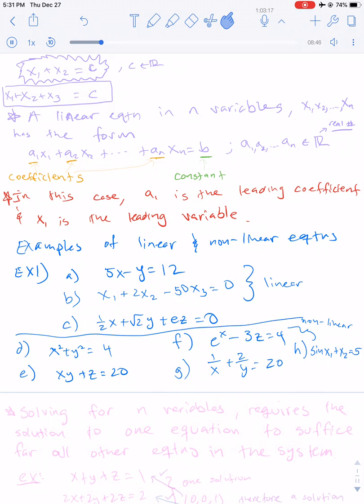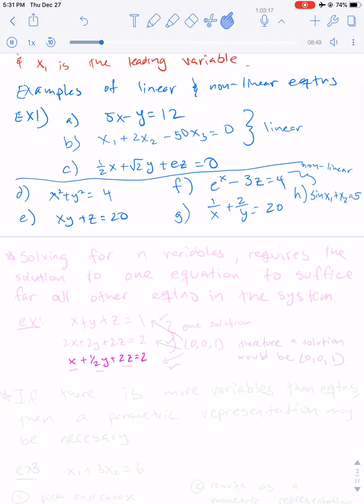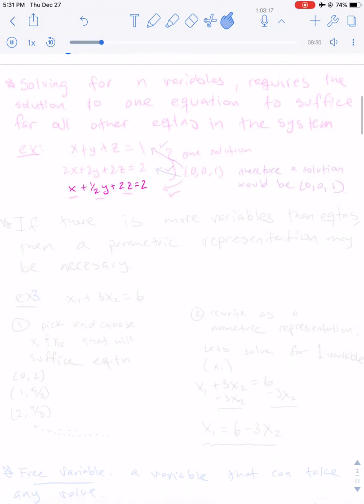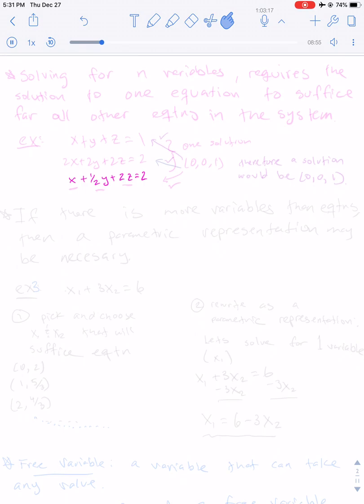All right. So now the conversation goes into solving these linear equations. When you solve a linear equation in n variables, this is an important note: solving for n variables requires the solution to one equation to suffice for all other equations in the system.